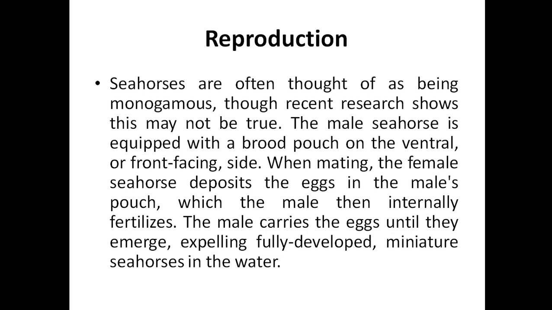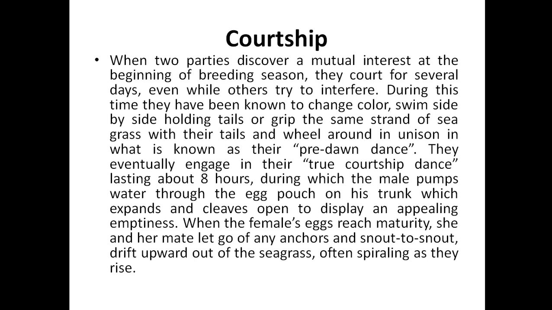During mating, the female seahorse deposits the eggs in the brood pouch of the male. See, the female lays the eggs, unfertilized eggs. Remember, the female lays the unfertilized eggs in the brood pouch of the male, where the male fertilizes the eggs internally. Then these fertilized eggs are carried by the male until they emerge, expelling fully developed miniature seahorses. Then miniature seahorses come out.